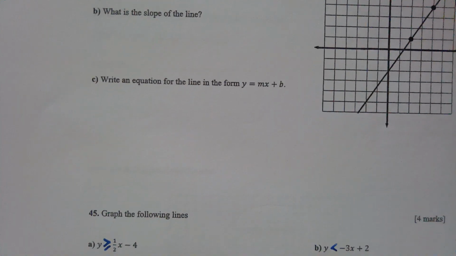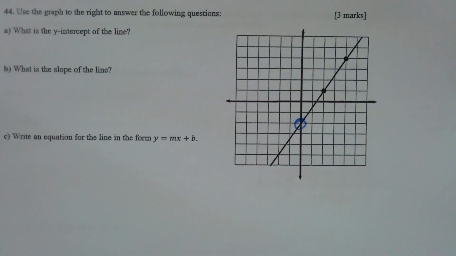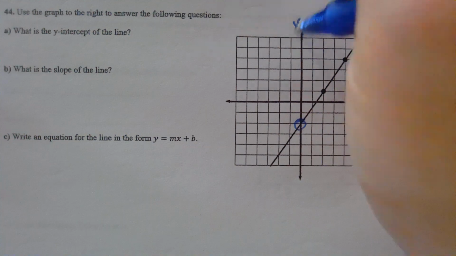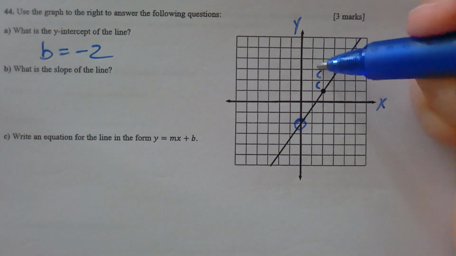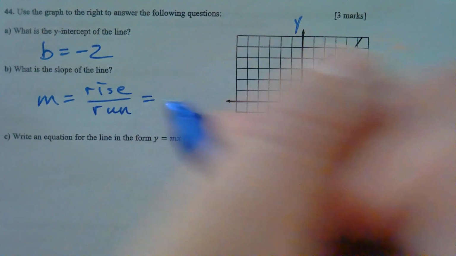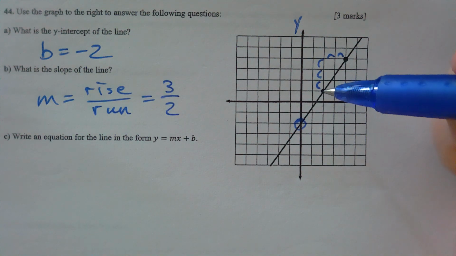Number 44. Use the graph to the right to answer the following question. What is the y-intercept? The y-intercept, this point right here, which is at negative 2. So b equals negative 2. What is the slope? 1, 2, 3. 1, 2. So slope is rise over run. So 3 over 2. Okay. If I don't give you these 2 points, what do you do?